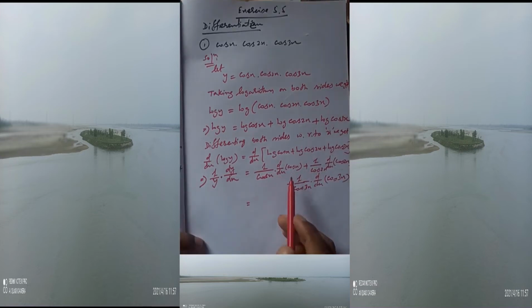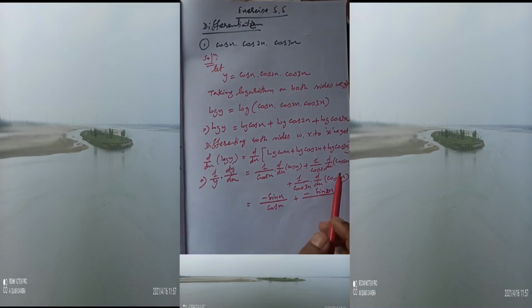The derivative of cos x is minus sin x. We can put minus sin x in the numerator, then below cos x. Again, the derivative of cos 2x is minus 2 sin 2x. You can even remember it like this: the derivative of sin x is cos x, the derivative of sin mx is m cos mx, and the derivative of cos mx is minus m sin mx, like that, divided by cos 2x.